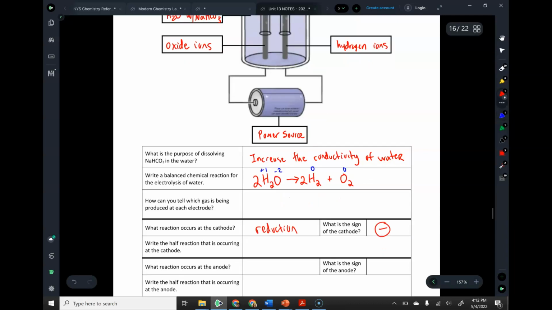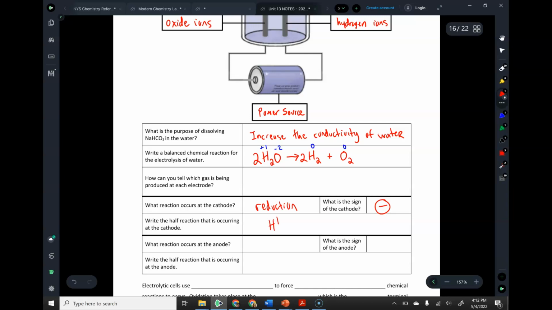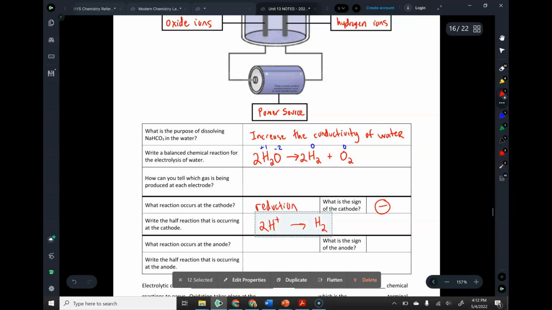We're going from H+ to form H2. Make sure we balance. And we're going to need 2 electrons to balance the charge. Move that over.